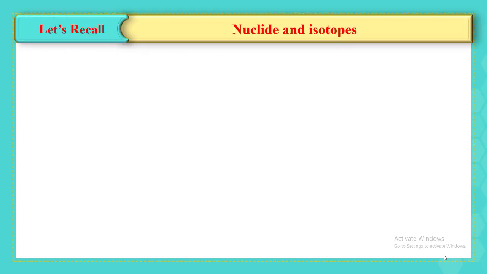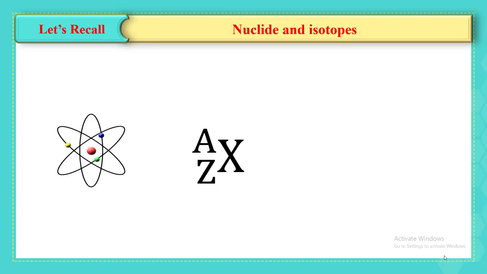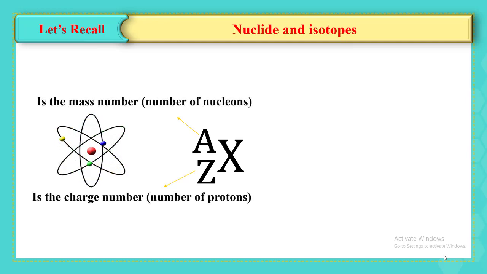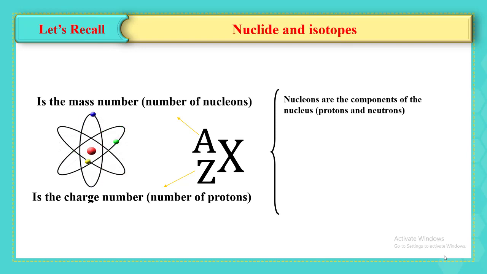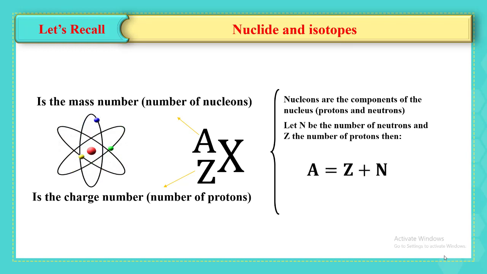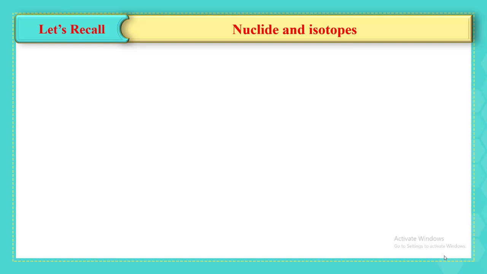As we know, the atom is symbolized by X with Z and A, where A is the mass number and Z represents the charge number, or the number of protons in an atom. Also, each proton or neutron is defined as a nucleon, so we can say that A represents the number of nucleons in an atom and it is defined as the sum of Z plus N, where N is the number of neutrons. Let's remember the definition of isotopes.